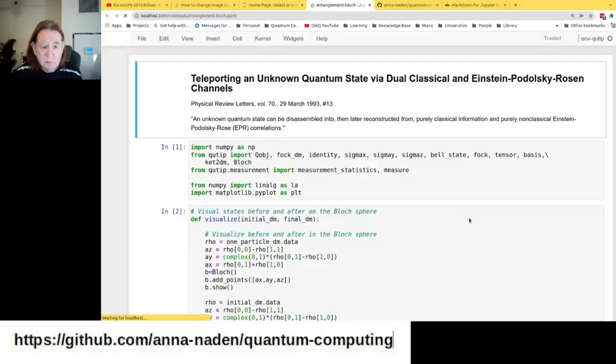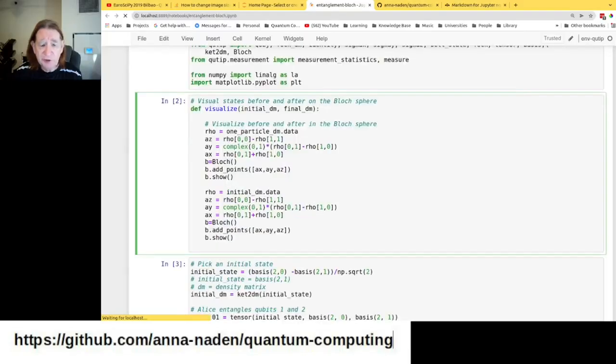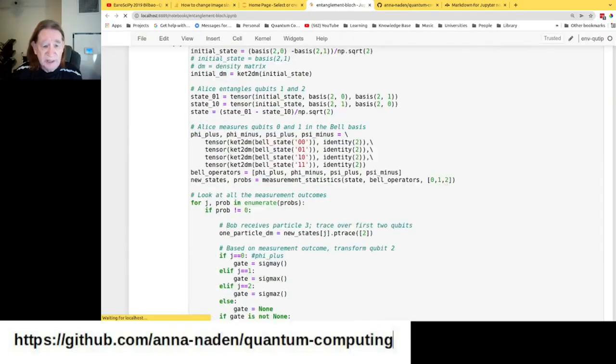Here is the notebook. In cell 2, there is the function for extracting the Bloch sphere coordinates from the density matrices and displaying the points on the Bloch sphere. Cell 3 sets up and executes Alice's measurement in the Bell basis. The function measurement statistics accepts a list of operators, one for each possible outcome, and returns two parallel arrays, one for the new states formed by measurement collapse, and one for their corresponding probabilities.